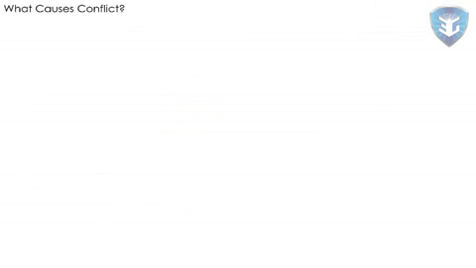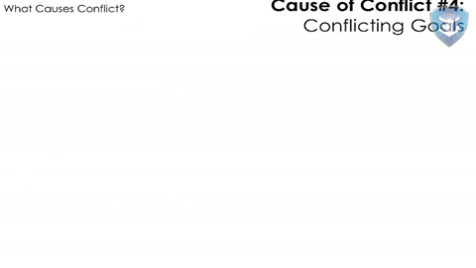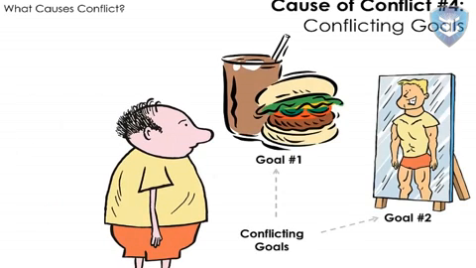Cause of conflict number 4, conflicting goals. If we were to rank the 8 conflict causes, I would suggest that this one would be close to the top of the list, as I regularly see this in my relationship alignment work as one of the pervasive causes for conflict and relationship dysfunction.